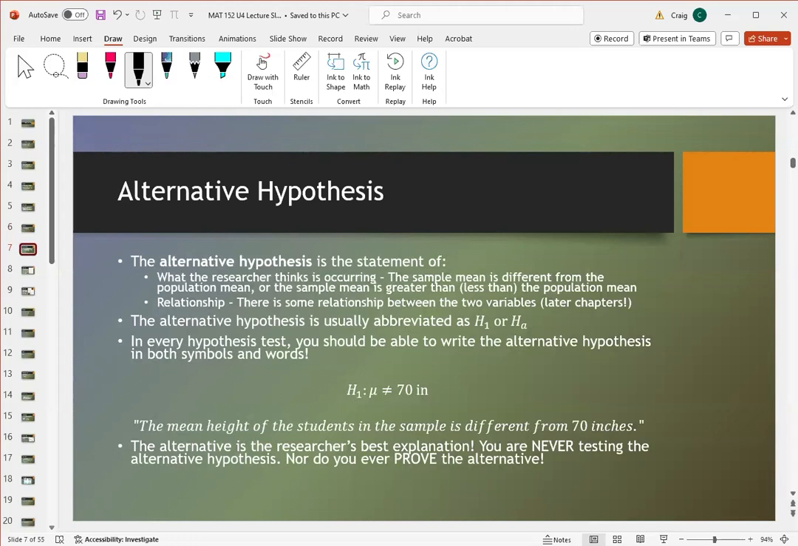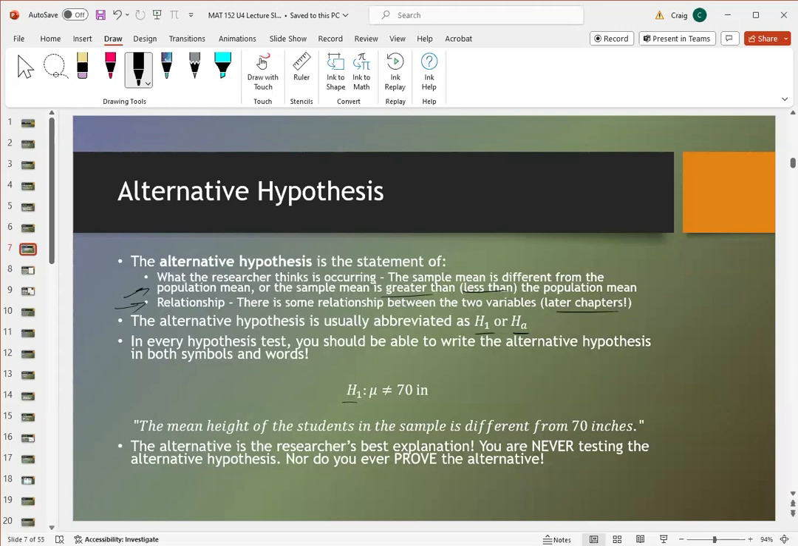Okay, that's essentially making the sample different. Okay, the sample mean is different from the population mean, or it's greater than or less than the population mean. Okay, or there's some relationship between variables, which we'll talk about later. Okay, the alternative is sometimes written as H1, or you may sometimes see it as HA. In every hypothesis test, you should also be able to write the alternative in symbols and in words.